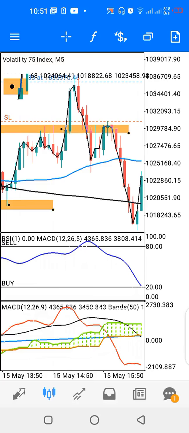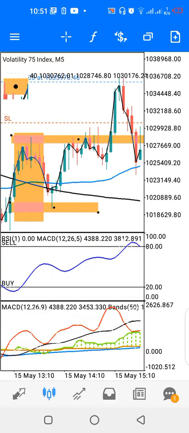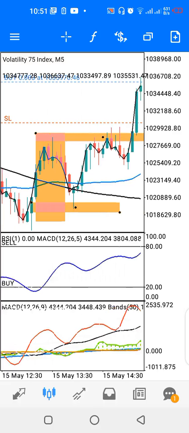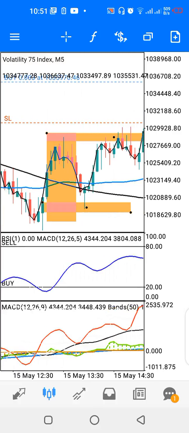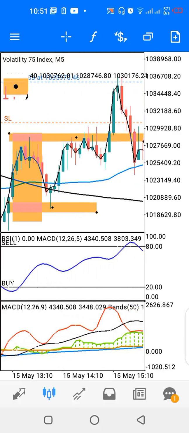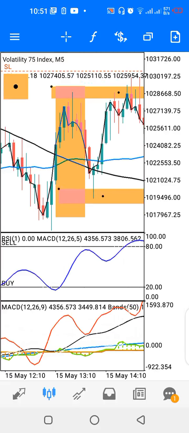So don't forget, if you place your buy entry here, your stop loss should be at the pullback, the low of the pullback. This is the pullback, the low. Place your stop loss there. But if you place your buy trade here and there is no pullback like you have here, of course your stop loss should be here, which is the low.